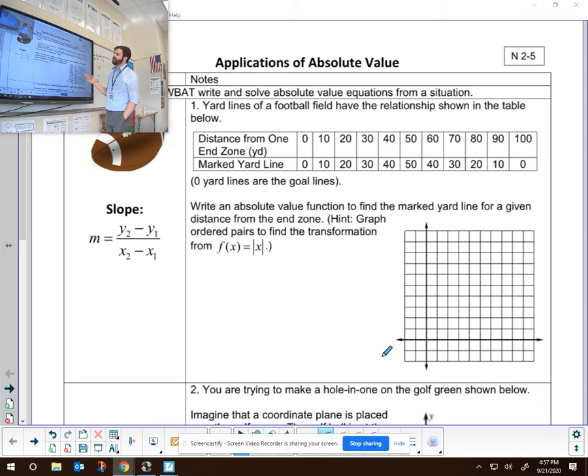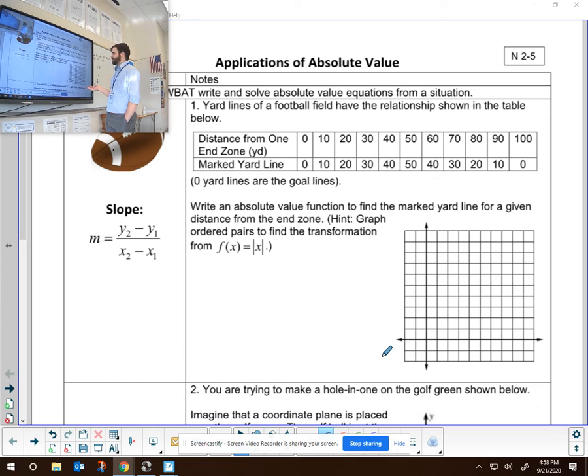So let's first take a look here at number one. Number one says yard lines of a football field have the relationship shown in the table below. This all makes pretty good sense. As our distance from the end zone, we go 10, 20, 30, 40, 50. But whenever we hit 60, it starts going back the other direction. It goes 40, 30, 20, 10, 0. And so we can almost think of it being like an absolute value from the 50-yard line because we're counting both directions.